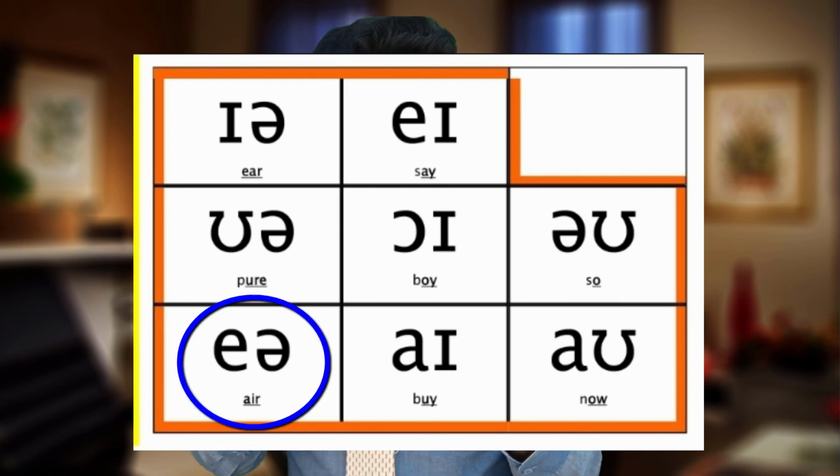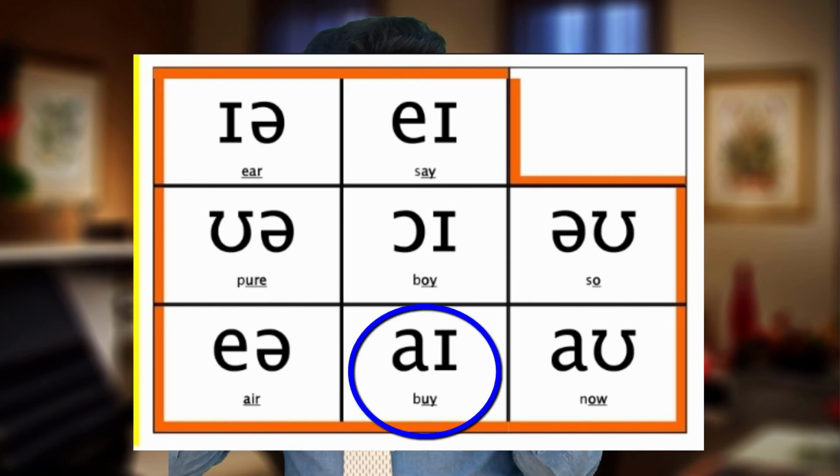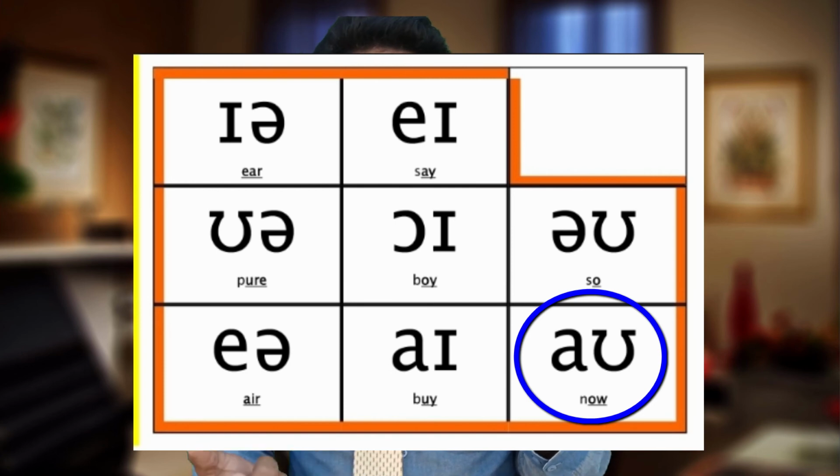Then we have air as in hair or air. We have then I as in by or why. And the last one is ow as in now or how are you.